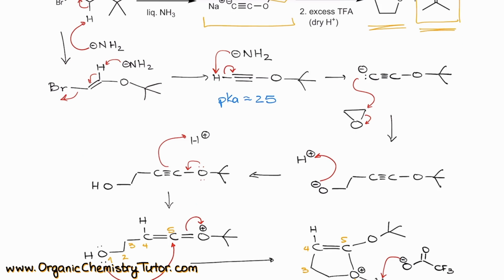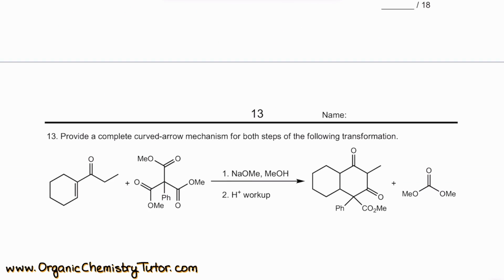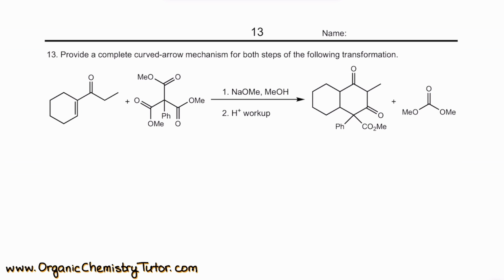All right. Moving on to the next question, we have another curved arrow mechanism. So provide a complete curved arrow mechanism for both steps of the following transformation. Well, what a monstrosity that is. Well, let's try to figure out what's going on there.